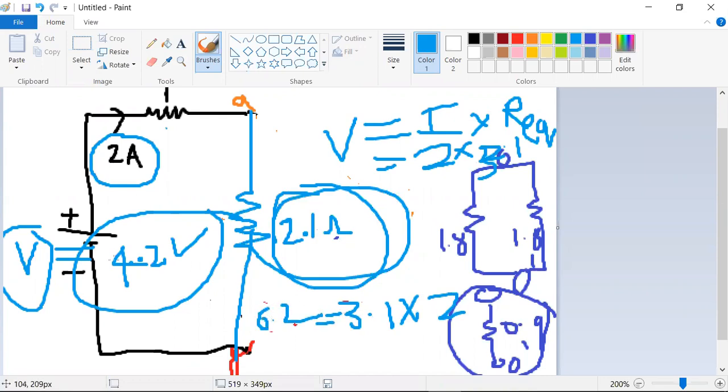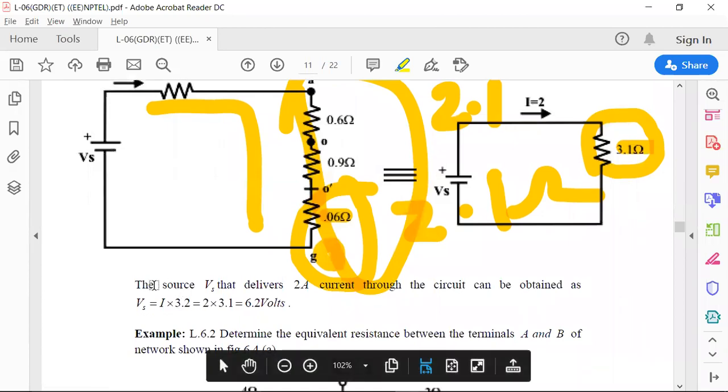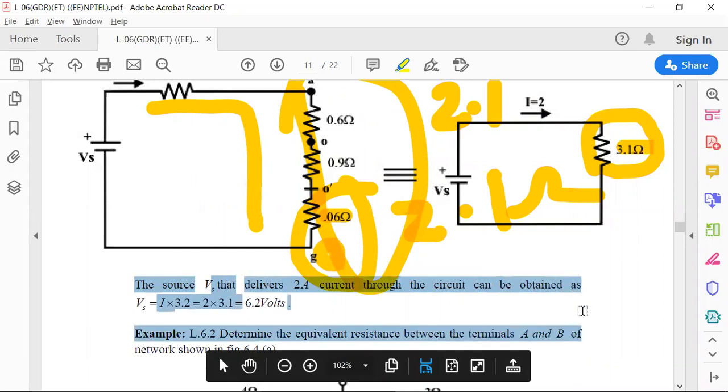The voltage across this resistive element is 6.2 ohms. Sorry, 6.2 volts. After the multiplying, you need to use these types of wordings. Then it will look very clear.